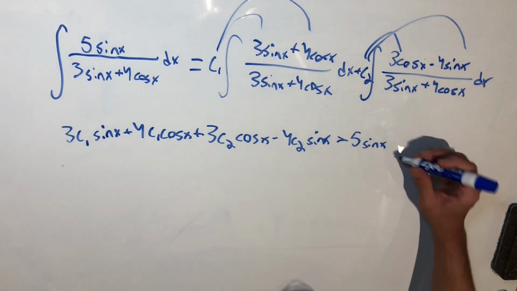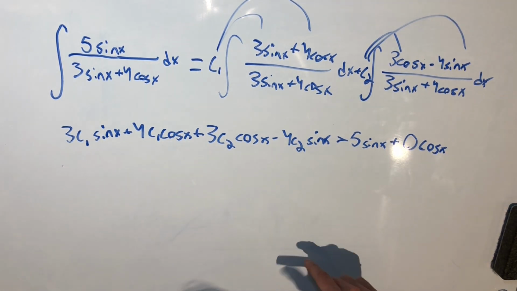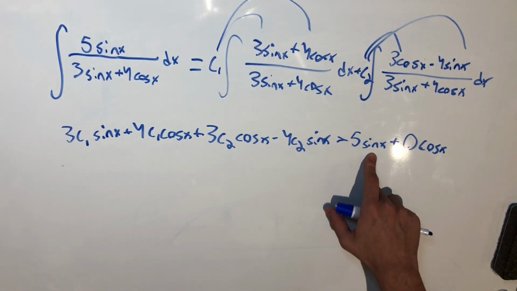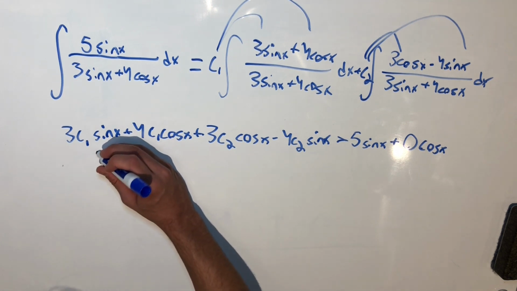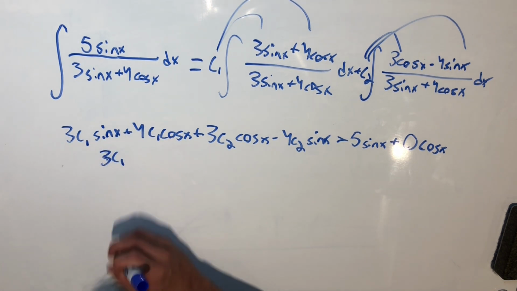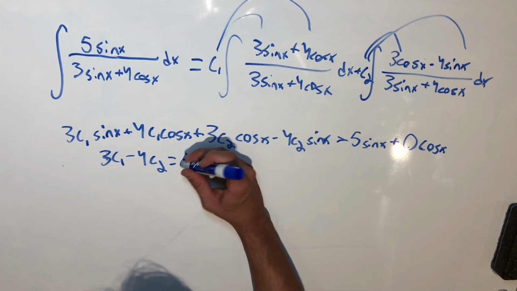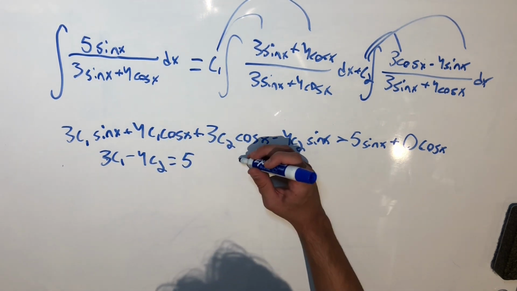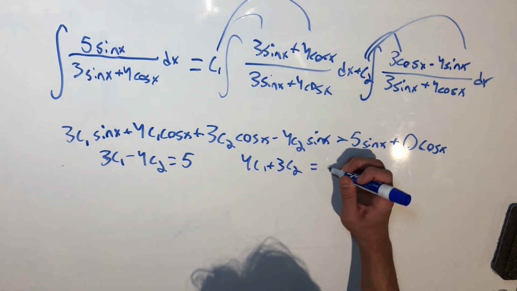And in order to combine our terms, just to make it easier, I'm going to write a plus 0 cosine x. Now we can see that we get two equations from this. If you look at the coefficient of the sine of x's, we get 3c1 and minus 4c2 equals 5. Now if we look at the cosines, we see 4c1 plus 3c2 equals 0.